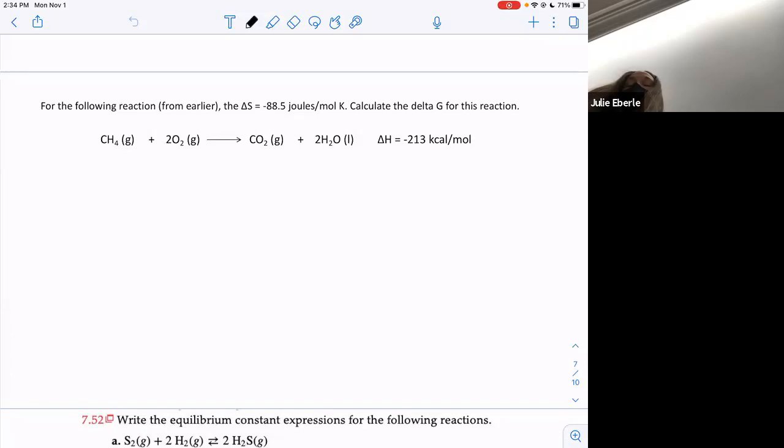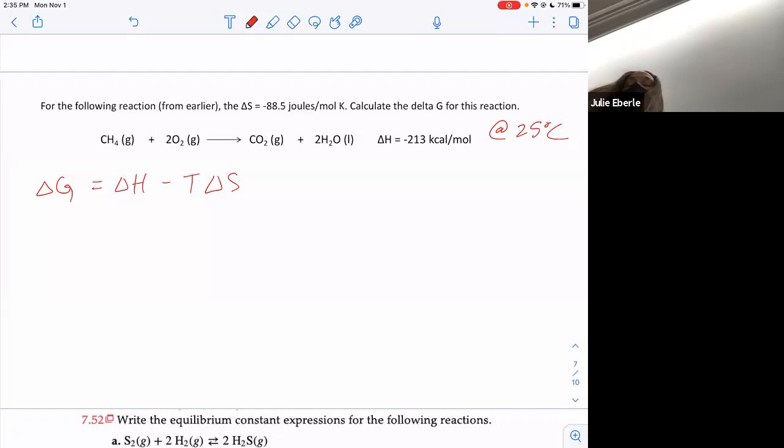Here's your delta H. If we're going to calculate delta G, here's our equation. What do we need to do? I'll write it on the iPad too, since it's always more helpful in the recordings when I do that. Our equation is delta G equals delta H minus T delta S. Oh, you know what I didn't give you? The temperature. Let's say at 25 degrees Celsius.